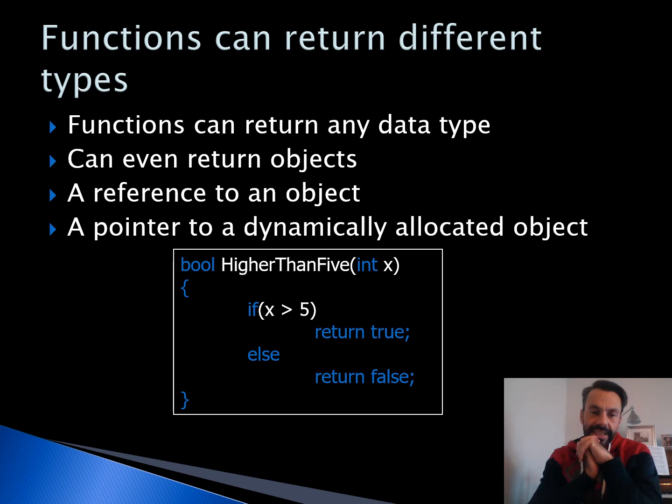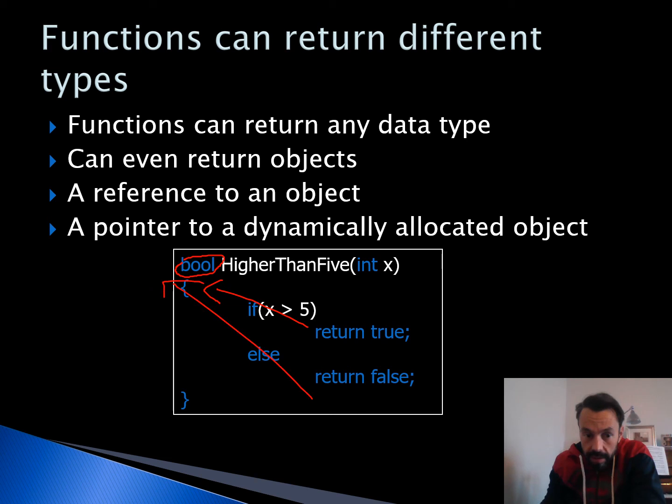Functions can return different types, of course. And here we've got an example of a function returning a Boolean value, which is great. Functions can return any data type. They can even return objects, which we'll get into at a later date. They can return a reference to an object, a pointer to a dynamically allocated object. So really quite powerful in that sense. In this, we've got: is x greater than 5, and if it is, then it's returning true, and if not, it's returning false. Great. So you can use that to dictate your program control as well.